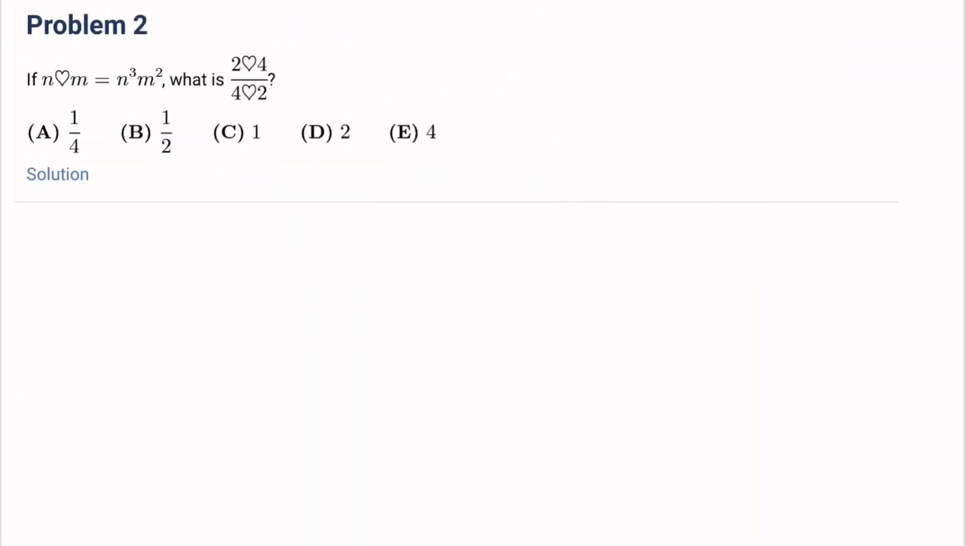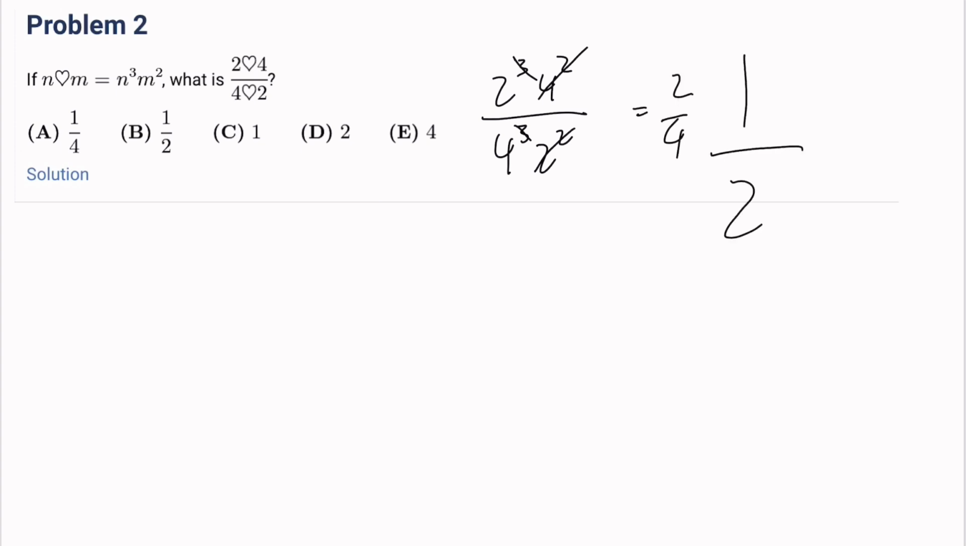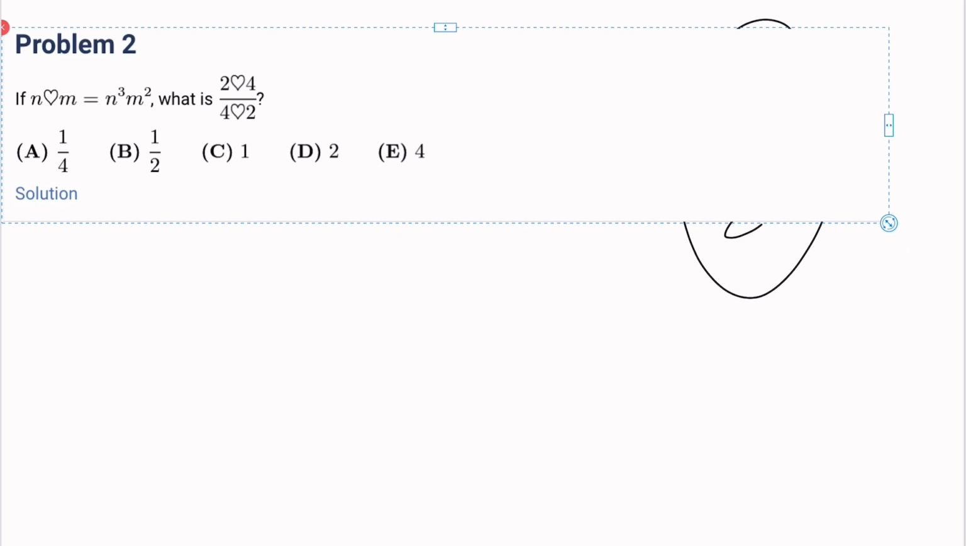Number 2, if n heart m equals n cubed m squared, what is this? Same thing, we can just plug in this, right? So 2 cubed 4 squared over 4 cubed 2 squared, and so these will cancel and these will cancel. So this is 2 over 4, this is 1 over 2, so the answer is B.